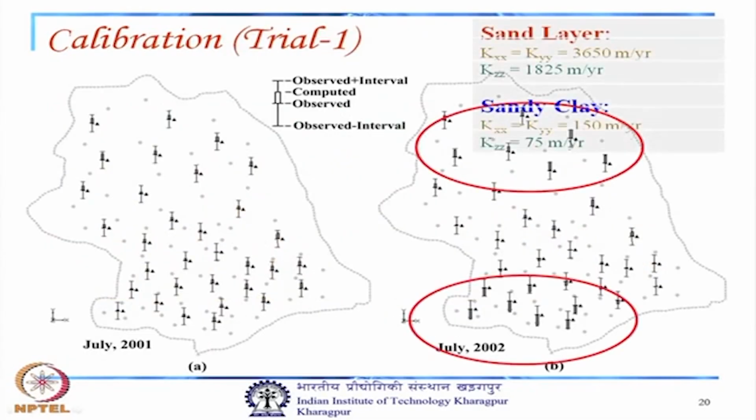So, calibration trials with sand layer with a particular hydraulic conductivity values, it has been found that the upper region and the lower region it is not matching, and also in upper region there is some kind of deviation, but not that much, but in the lower part it is not completely matching. It may be due to the parameter values or due to the boundary conditions.